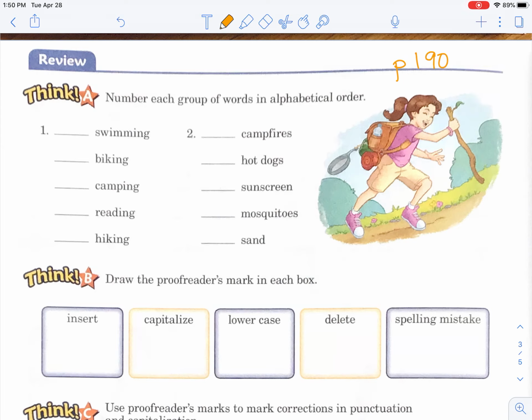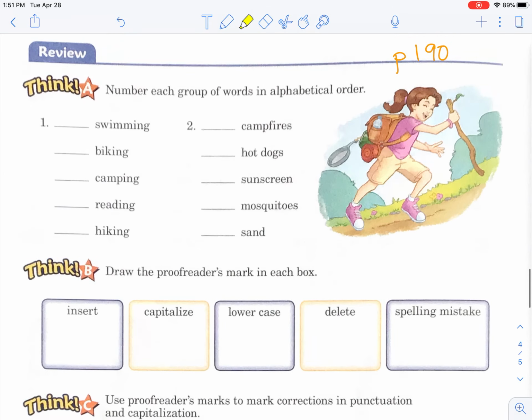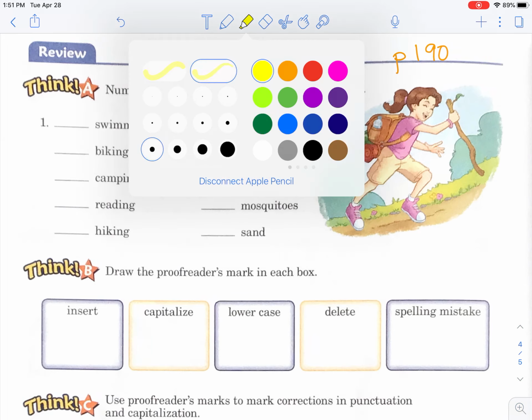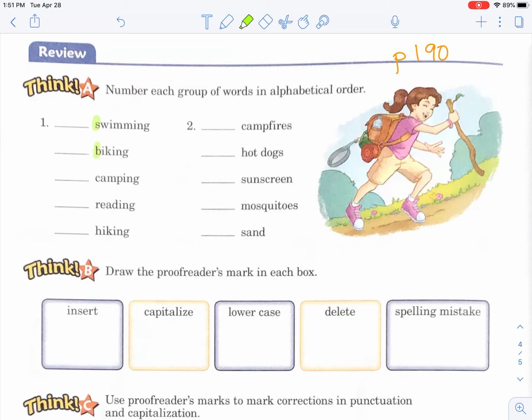Number each group of words in alphabetical order. Okay, I love these. I think none of them have ties on the first letter. So the first thing we do, I'm going to use a highlighter instead. Remember, the first thing we do is look at the first letter. If there's a tie, then we break the tie. But we look at the first letter first. Are there any of the same letters? Good news, there's not.